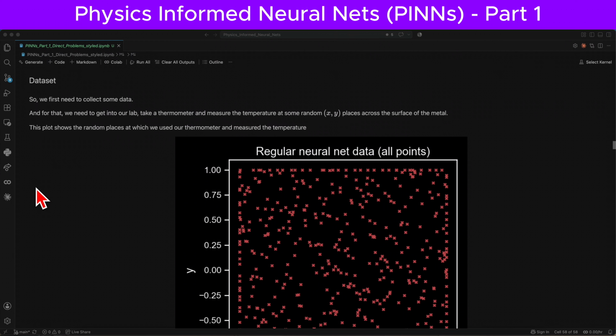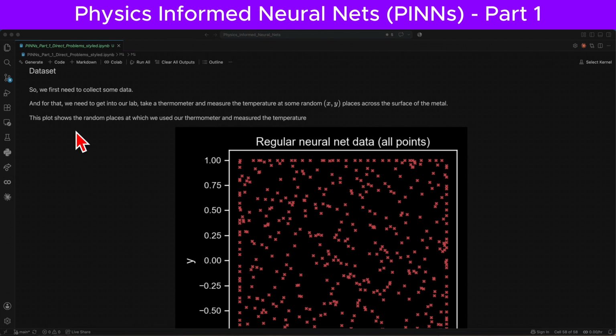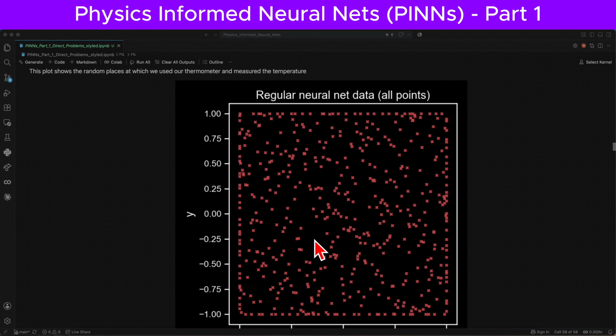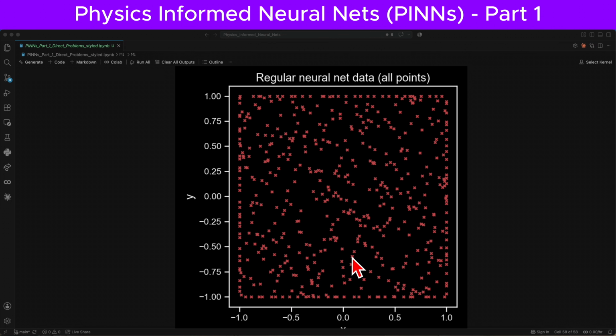So first, we need to collect some data. For that, we need to get into our lab, take a thermometer, and measure the temperature at some random x and y places across the surface of the metal. This plot shows the random places where we used our thermometer and measured the temperature. As you can see, we have data points both on the boundary of the metal and throughout its surface.